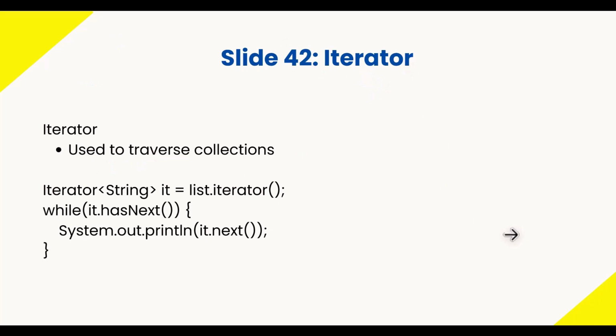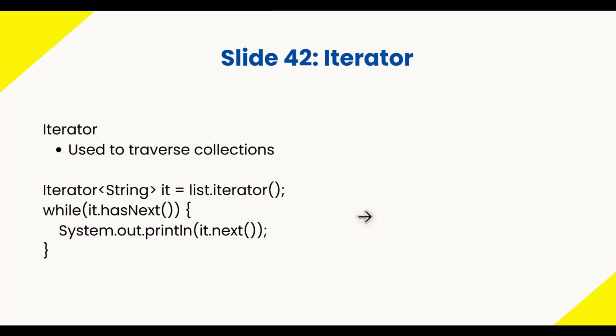Why do we use an iterator? First, to read all elements from a collection like a list or set. Second point to remember is to avoid errors when removing elements during a loop. And third is to work with any collection type in a standard way. For the iterator, there are some common methods like the hasNext method, next method, and remove method.